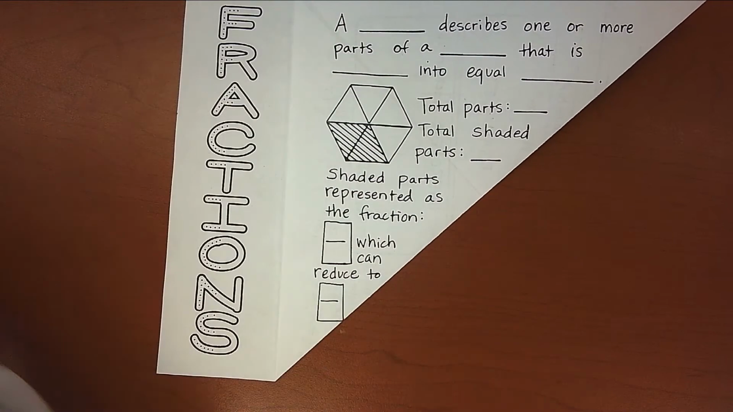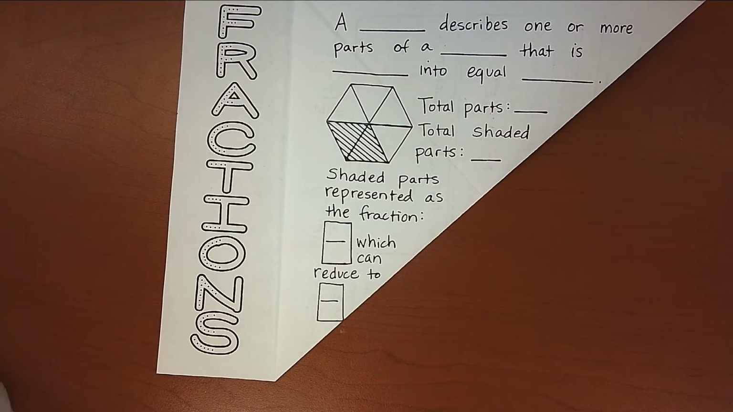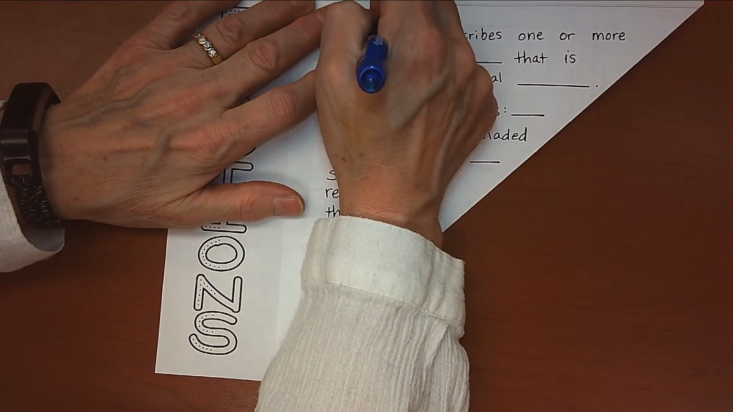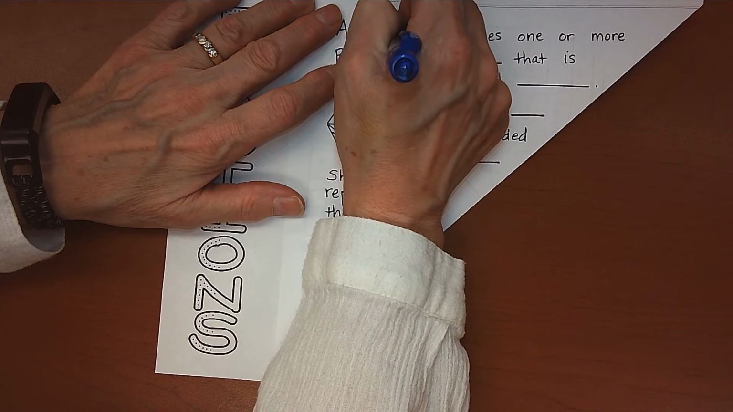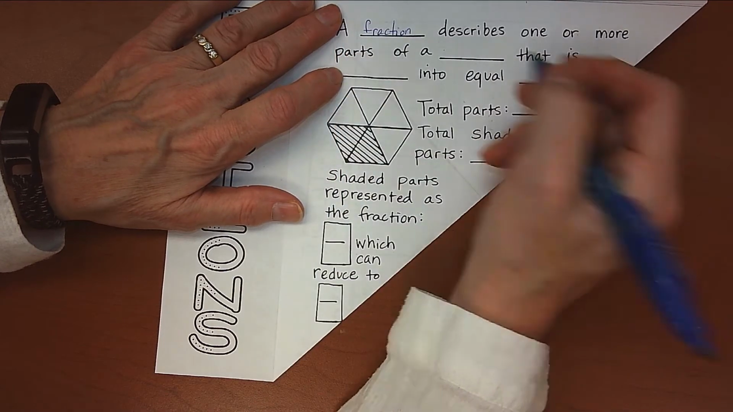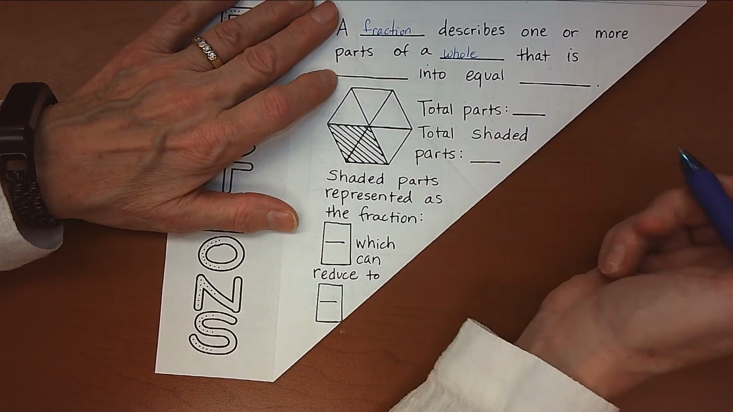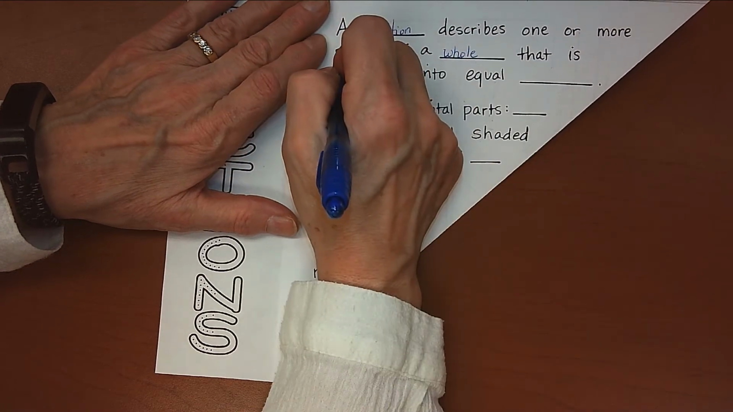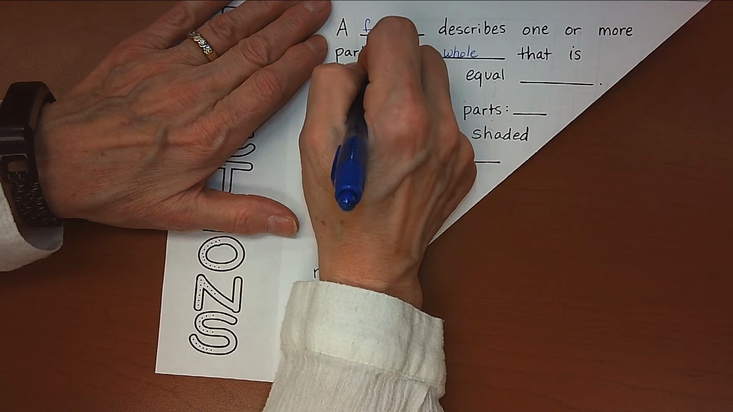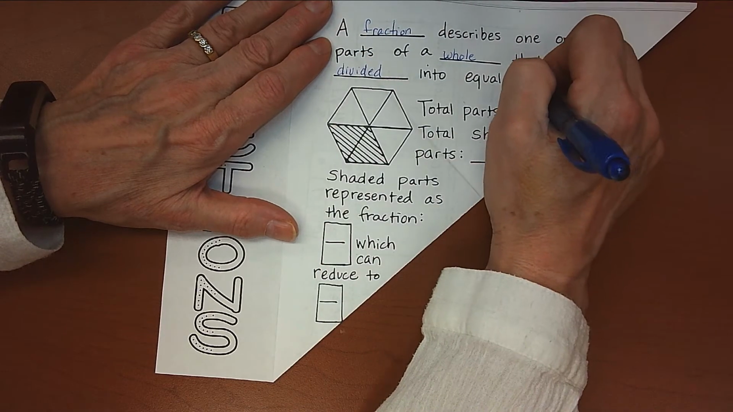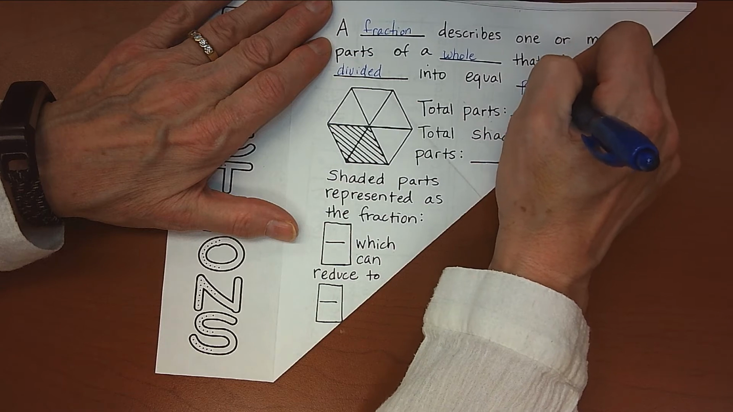So we've got some fill in the blanks here. A fraction describes one or more parts of a whole that is divided into equal parts. And that's important. The parts have to be equal.